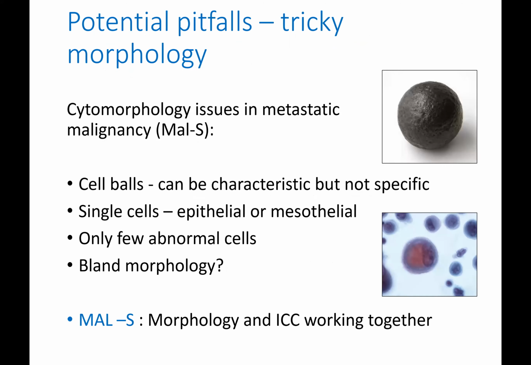Moving on, not just mesothelial cells, but also in the situation of metastatic carcinoma quite often, there are cytomorphological issues that can make the diagnosis tricky and set us up for pitfalls. Cell balls can be really useful and characteristic features in malignancy, but they're also not specific. Single cells, are they epithelial or are they mesothelial? Problems when you've only got a few abnormal cells, or when the morphology is bland. Definitely in making a diagnosis, correct diagnosis of metastatic malignancy, we need morphology and immunocytochemistry to work together.